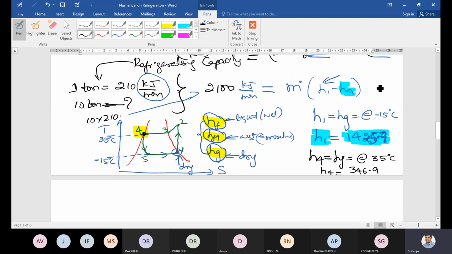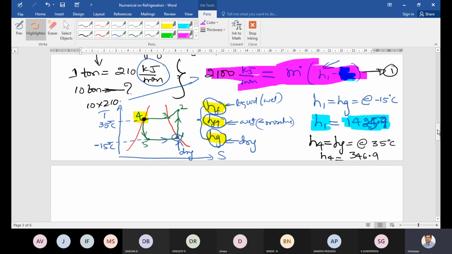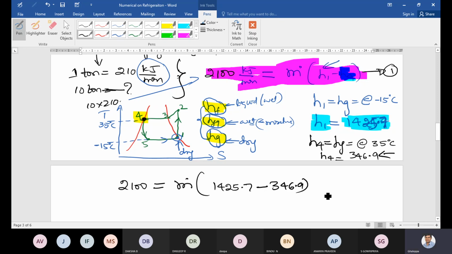So go to equation number 1. Let us assume this is equation number 1. From equation number 1, substitute all the values. So 2100 is equal to mass flow rate, we don't know, write down as it is. H1 is how much? H1 is 425.7 minus H4 is 346.9. All values are in kilo. All enthalpies that you have taken from the thermodynamic data handbook are in kilo, and the left hand side 2100 is in kilo. So no need of conversion. Otherwise, you have to convert kilojoule to joule by multiplying 10 to the power of 3 here, 10 to the power of 3 here, 10 to the power of 3 here. For each value, you have to multiply with 10 to the power of 3. So calculate mass flow rate.